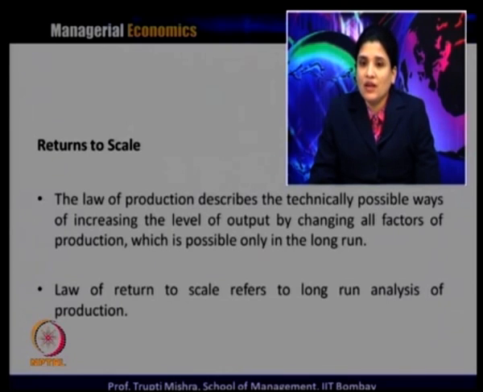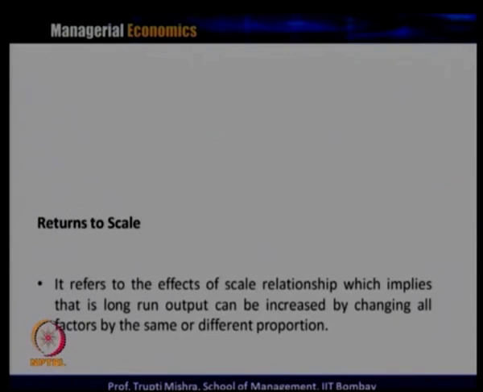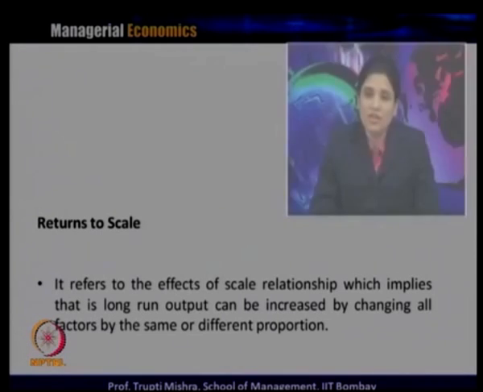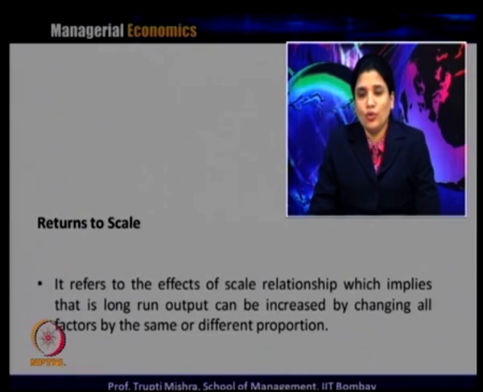So the law of return to scale refers to the long run analysis of production, and we talk about the scale relationship here because all the inputs are changing and it brings either a proportionate change in the output, less than proportionate change in the output, or more than proportionate change in the output. It refers to the effect of scale relationship, which implies that the long run output can be increased by changing all the factors by the same proportion or different proportion. So if there is a 1 unit increase in the output, either that can be achieved by half unit change in both the inputs, or maybe 1 unit change.